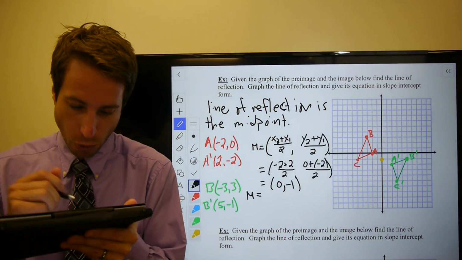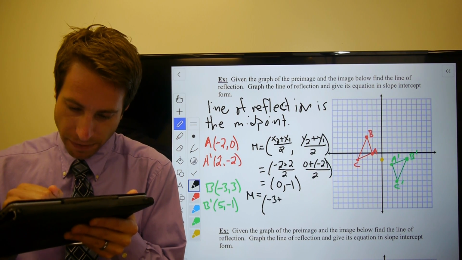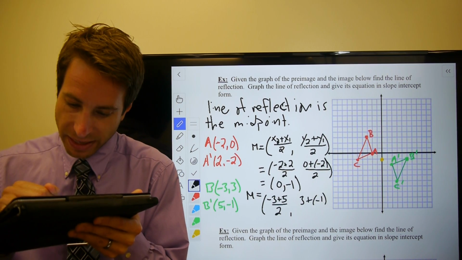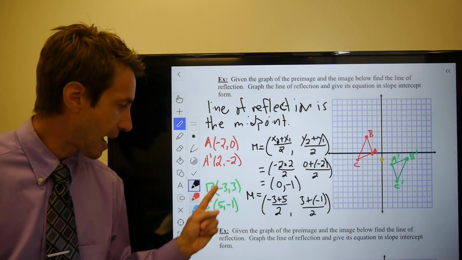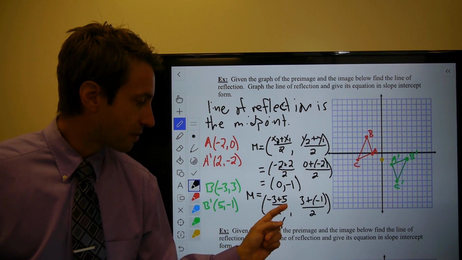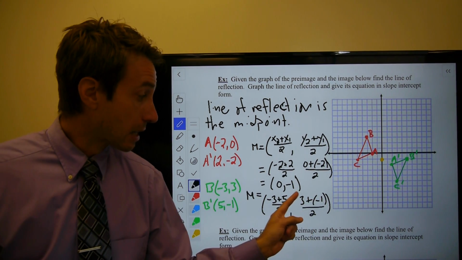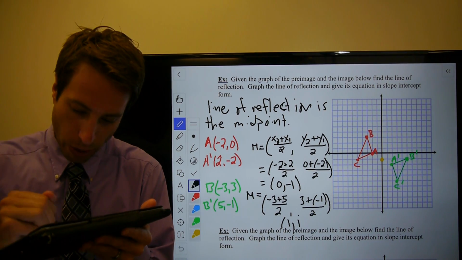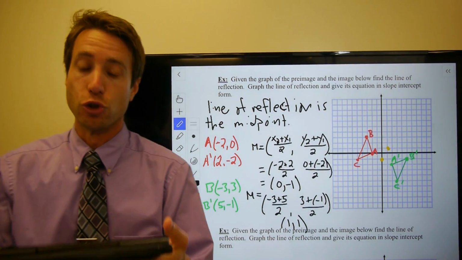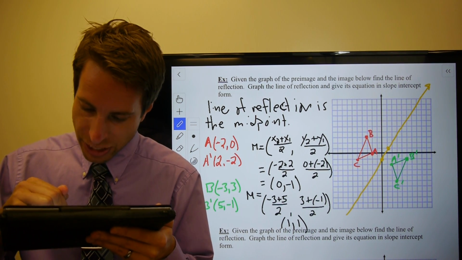I am now going to have for B, let's see, -3 plus 5 divided by 2, that's my x. 3 plus -1 divided by 2, that's going to be my y, right? There's my x's. There's my y's. The midpoint is going to be at -3 plus 5, which is +2. 2 divided by 2 is 1. 3 plus -1 is going to be 2. 2 divided by 2 is 1. So it's at the point 1, 1. There's the midpoint of B. Draw that line of reflection through that guy. There it is, my unique line.